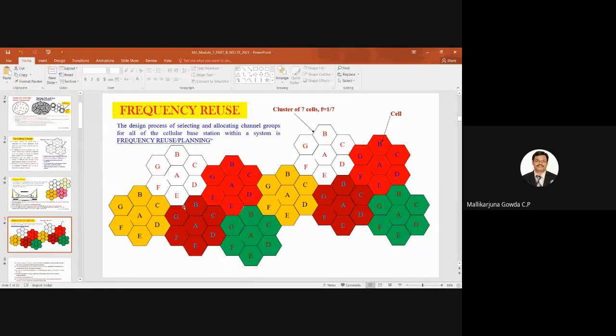Now, the cells which are named by the same alphabets are known as co-channel cells. This is one cluster, and here I have differentiated with different colors. This is cluster 1, and another cluster. Cells which are named with the same alphabets are known as co-channel cells, and those co-channel cells will be at a certain distance. We need to find out what the approximate distance will be so that there will be no co-channel interference.